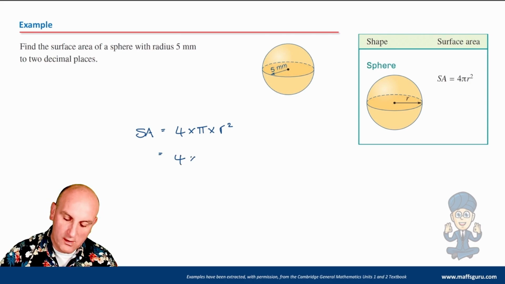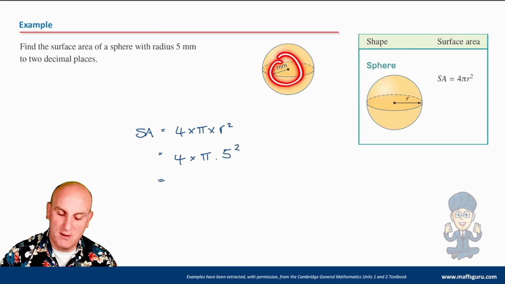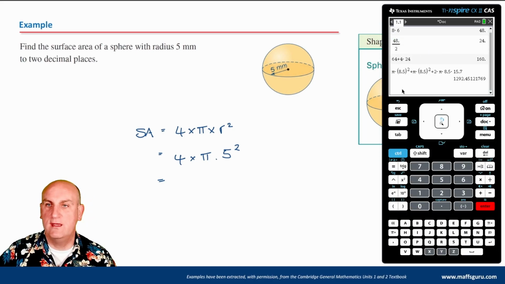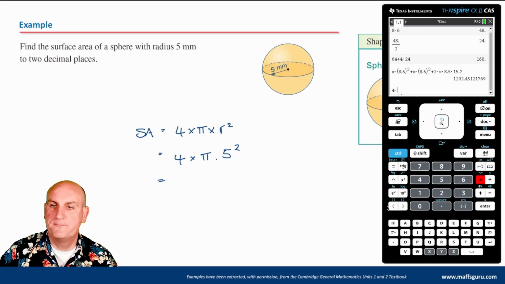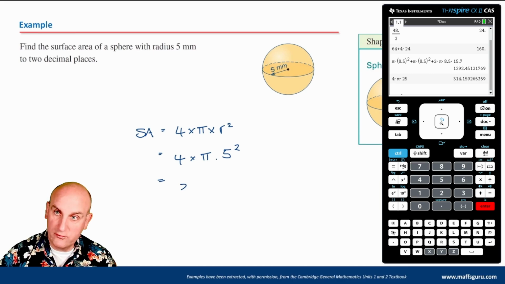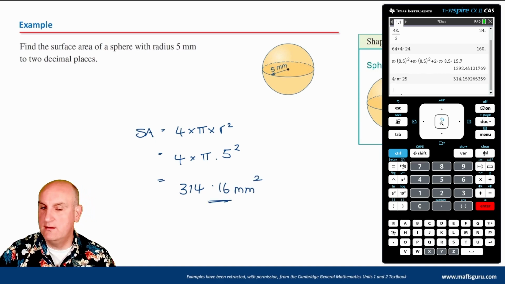Let's write the times in long times now. So that's going to be 4 times pi times radius squared. Well, radius is 5 squared. Let's make sure here we notice that it's millimeters. And again, fire up my calculator. What have I got here? So I've got 4 times pi times, well, 5 squared I know is 25. So there we go, 314 point. It wants it to 2 decimal places, 1 and 6 millimeters squared. Ka-ching. Thank you very much.